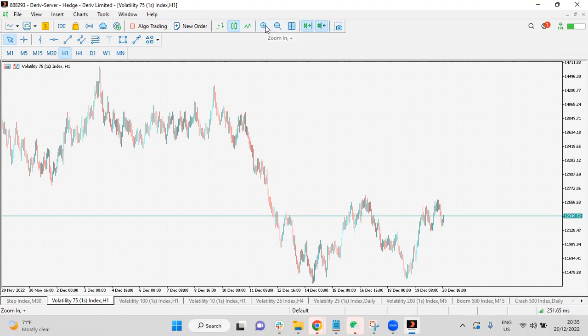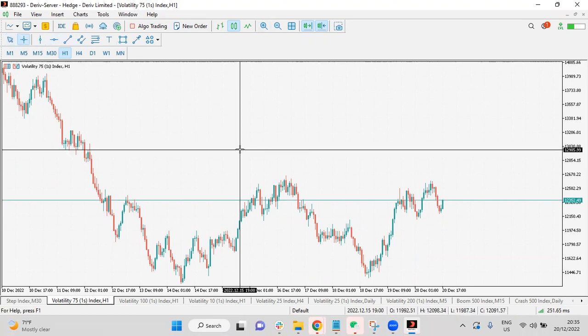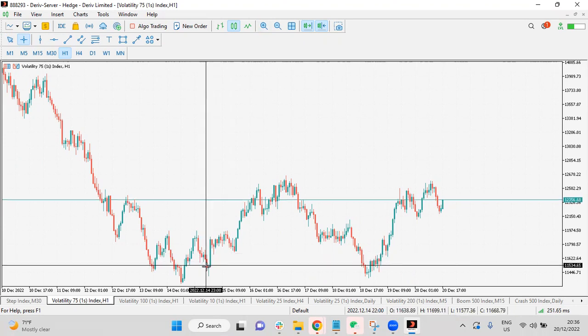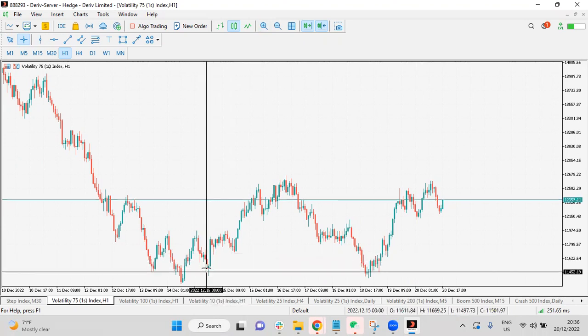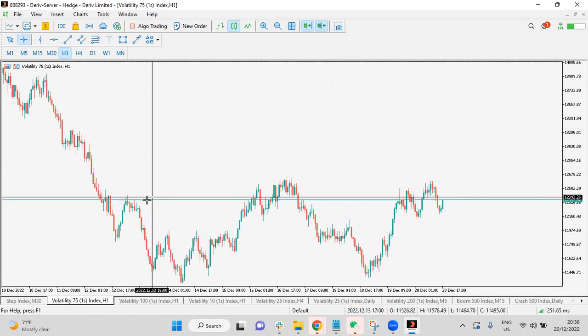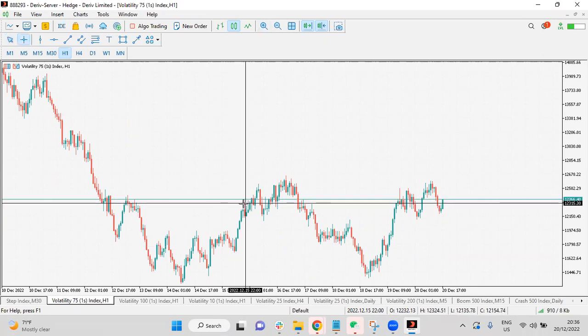You can zoom in. If a concept works, you should be able to demonstrate it in more than one chart. So look at, for example, this. You see, this one took two candles to be engulfed. It played around, but the next level was up here. At least it got there.